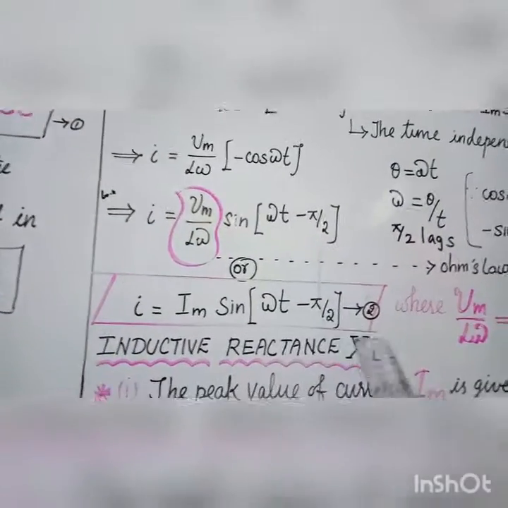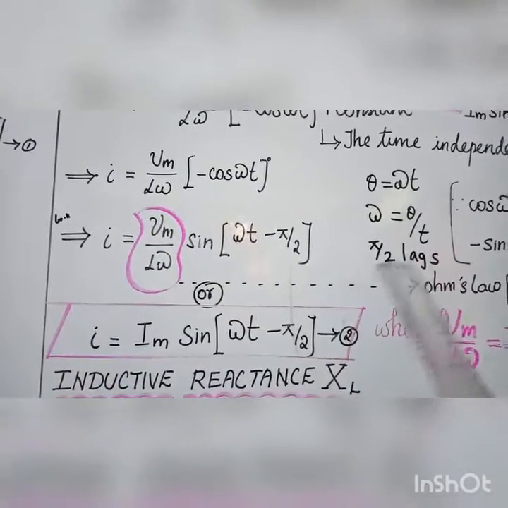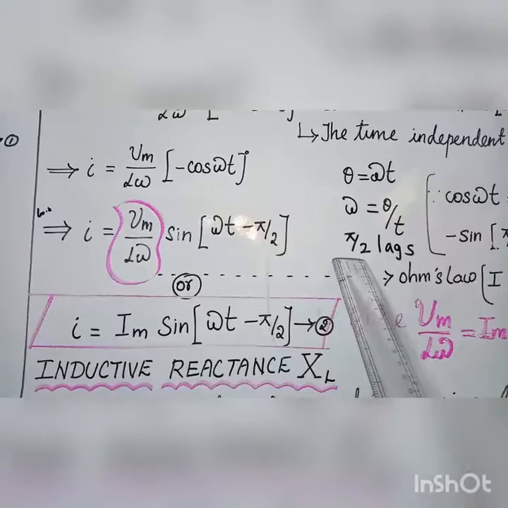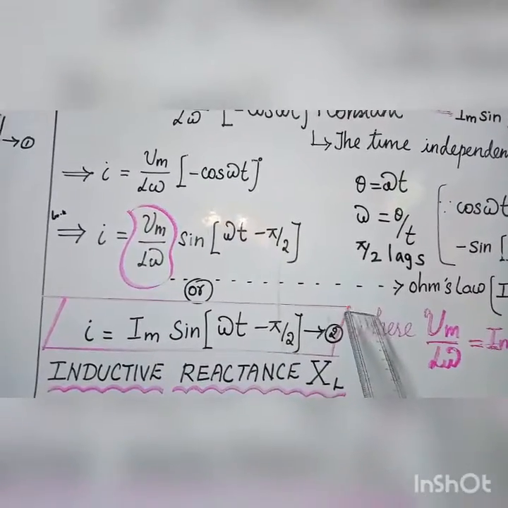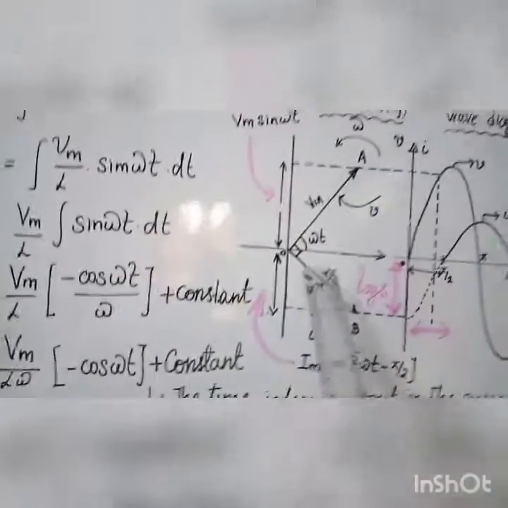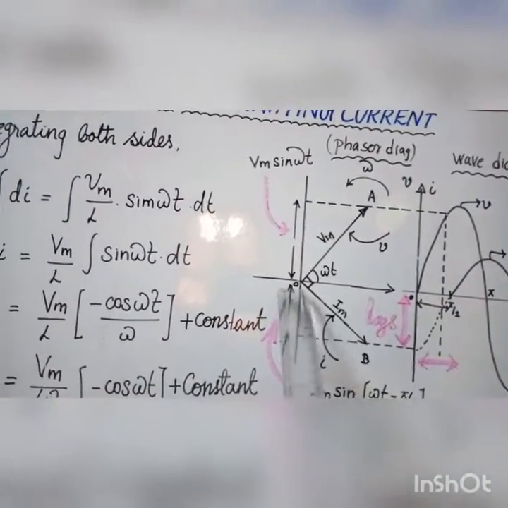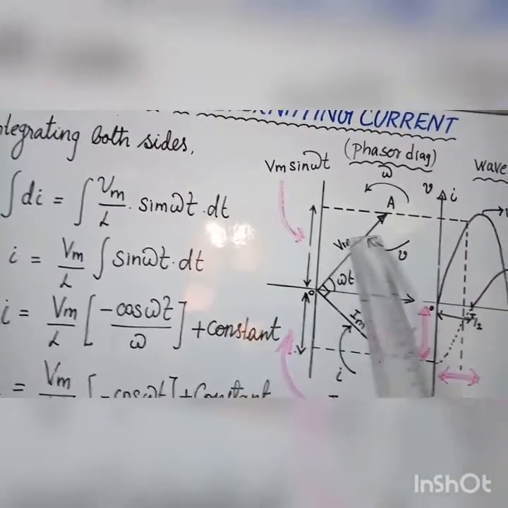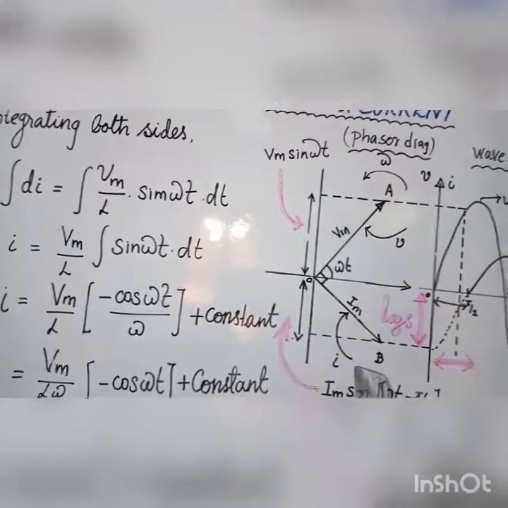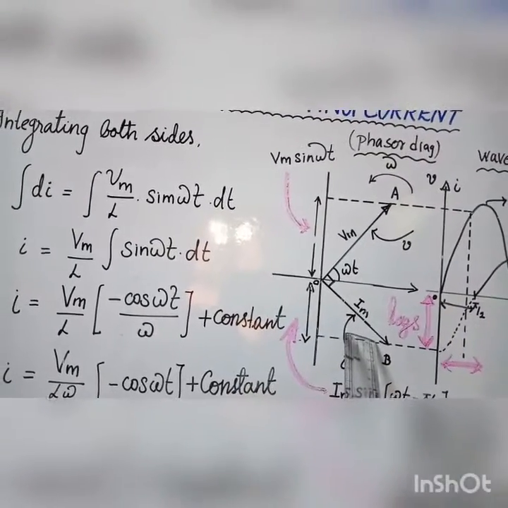Here, the current lags behind the applied voltage by pi by 2 in the inductive circuit. This fact is depicted in the phasor diagram. Here this is our phasor diagram, and this is the wave diagram. In the phasor diagram, OA represents the maximum voltage and OB represents the maximum current.